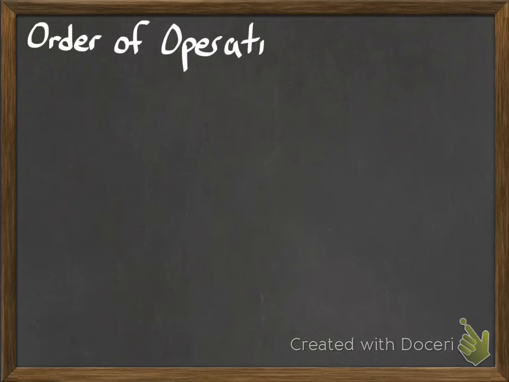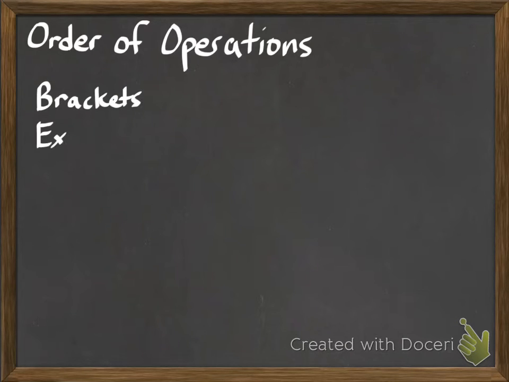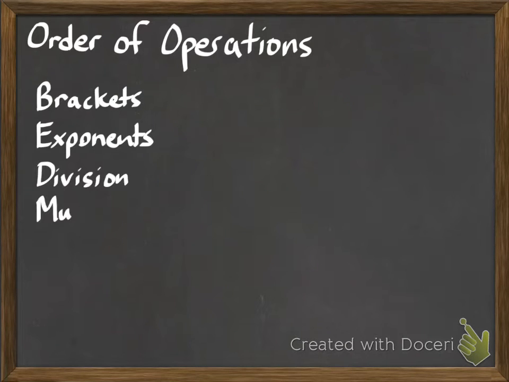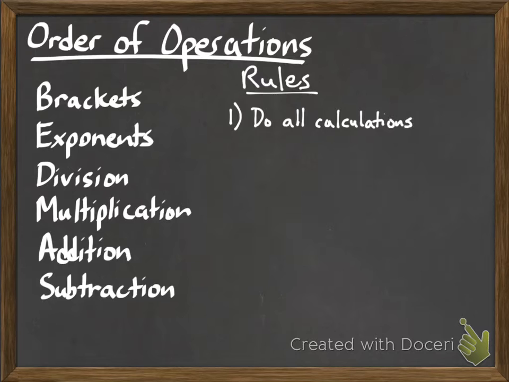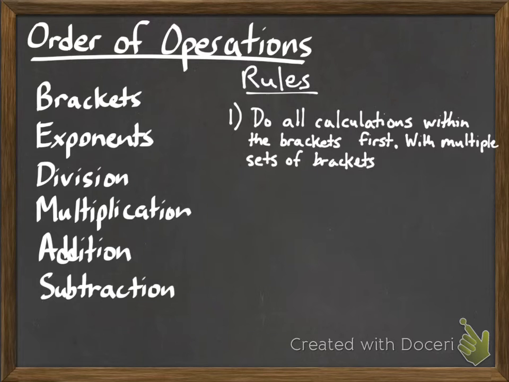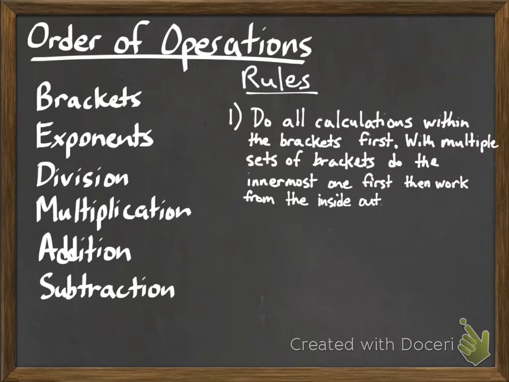Okay, so order of operations: brackets, exponents, division, multiplication, addition, and subtraction. When using these to simplify mathematical expressions, there are certain rules you have to follow. Rule 1: first you need to do all the calculations within the brackets. If you have multiple sets of brackets, you need to do what's in the innermost set of brackets first, simplify this as much as you can, and then work your way from the inside out.